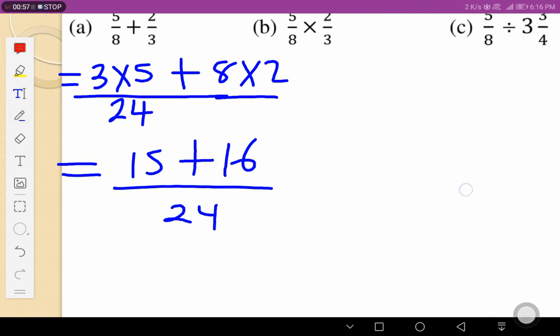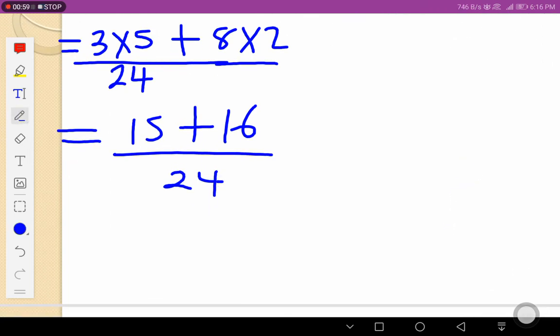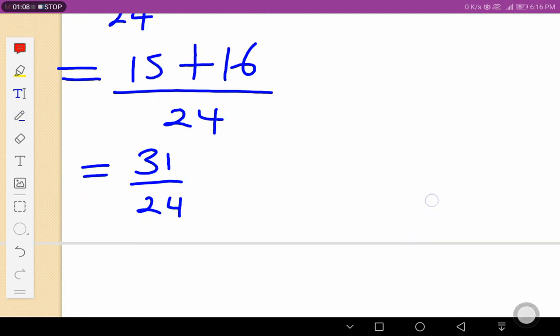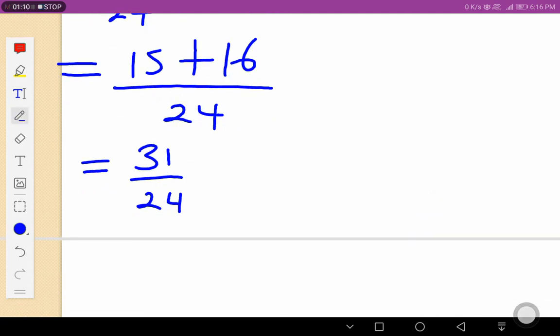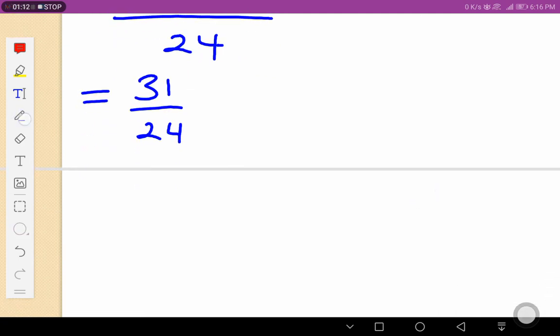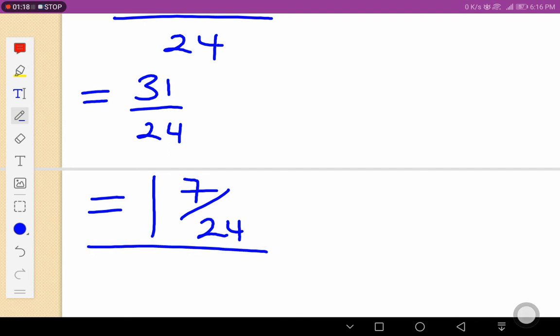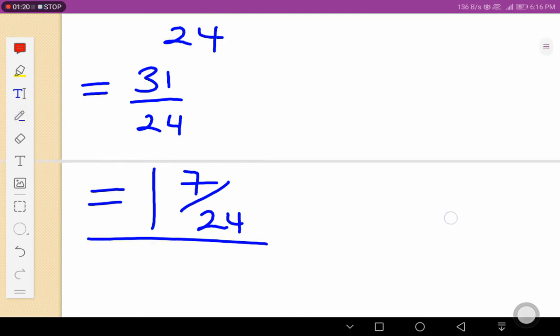Let's simplify. Simplifying this, 15 plus 16, I get 31 over 24. I can simplify this and have it as 1 whole 7 over 24. So this is the final answer there. Let's go to part B.